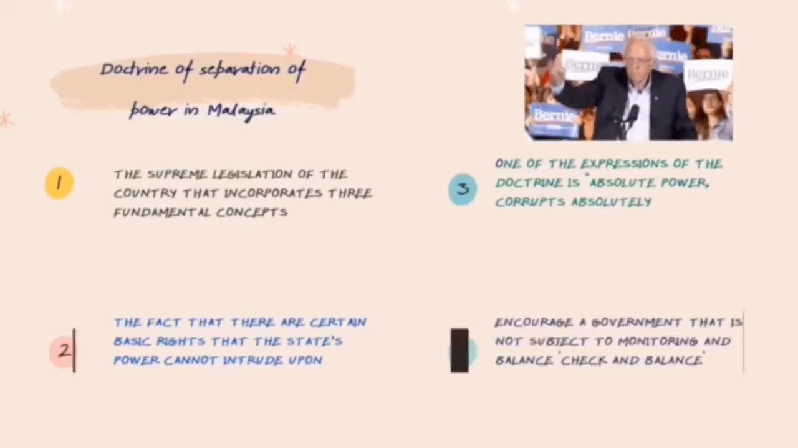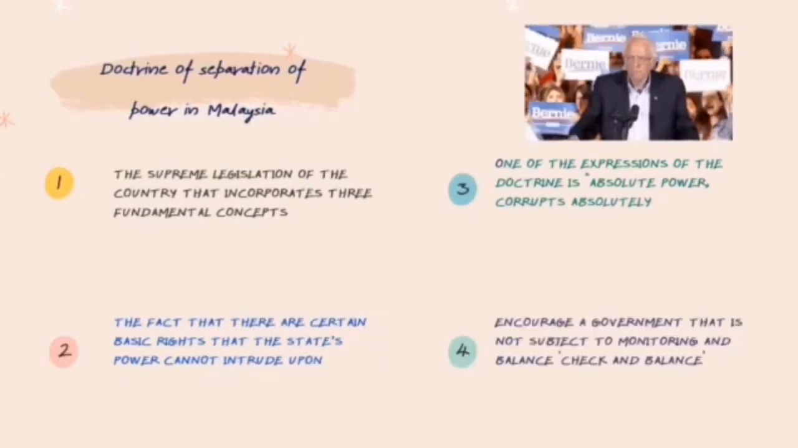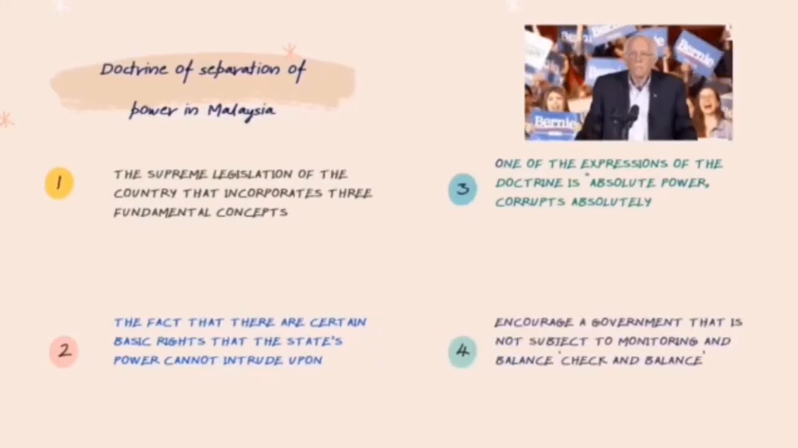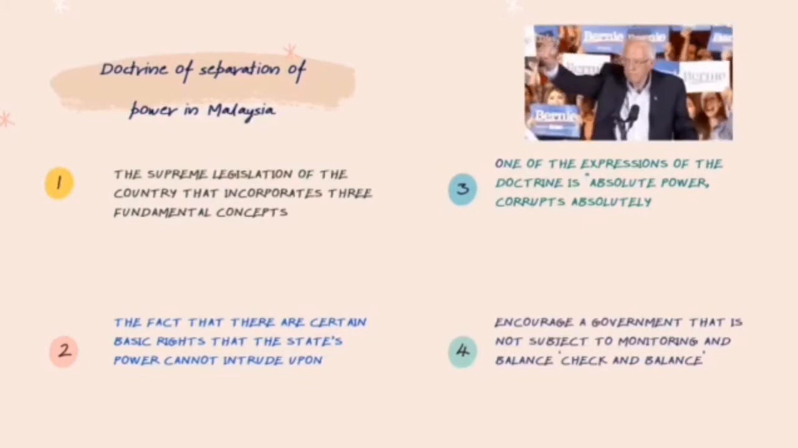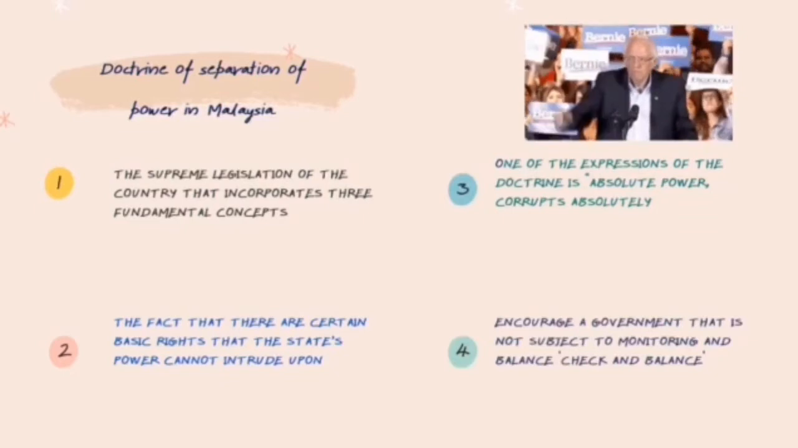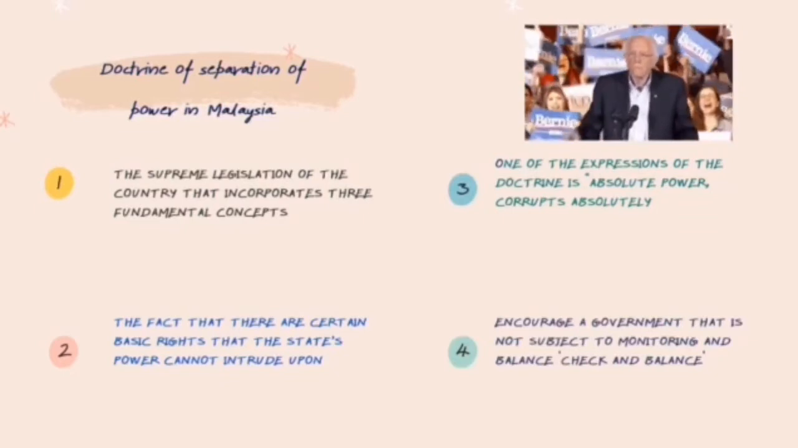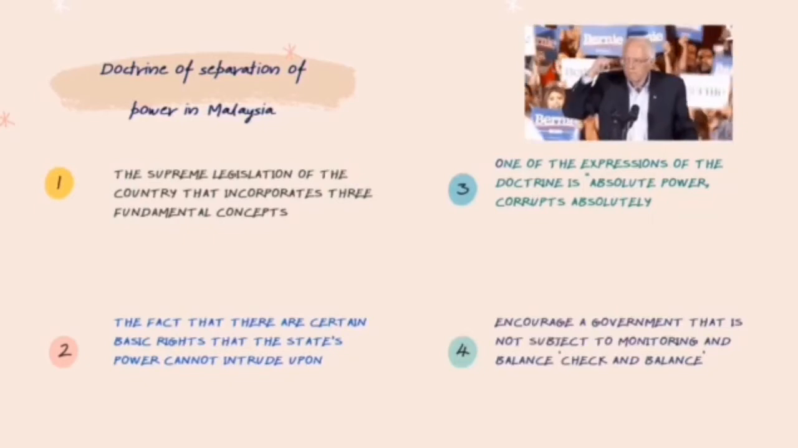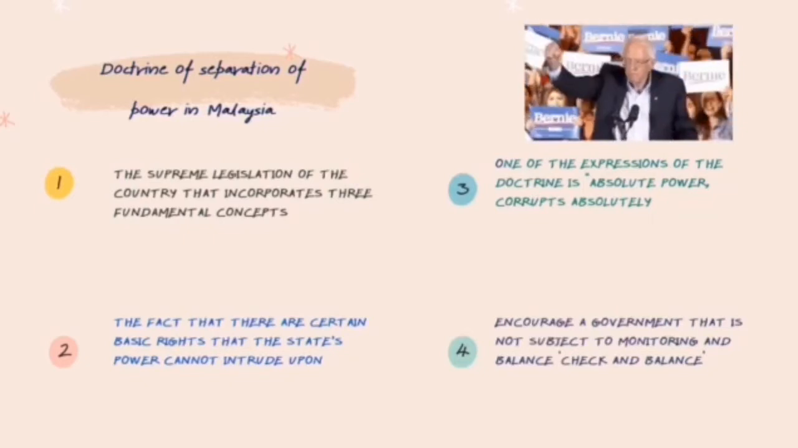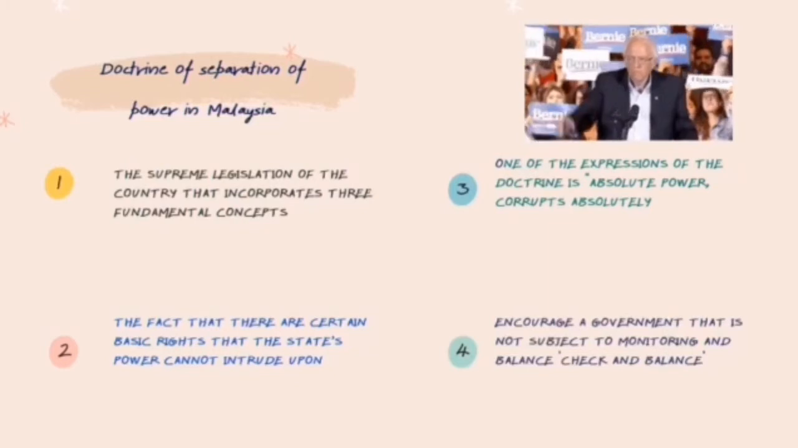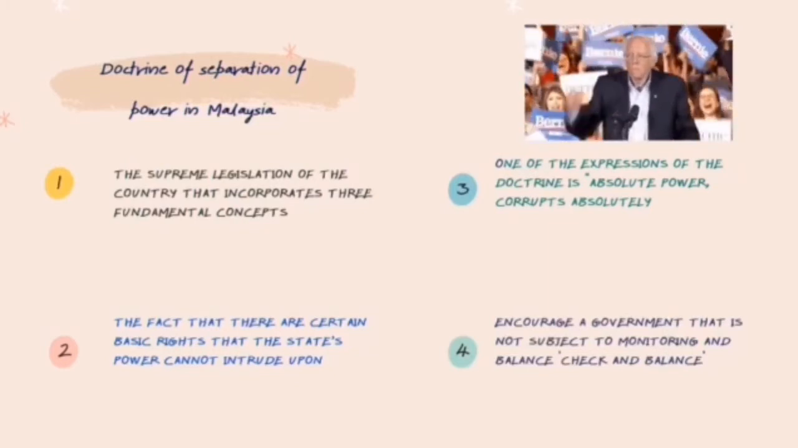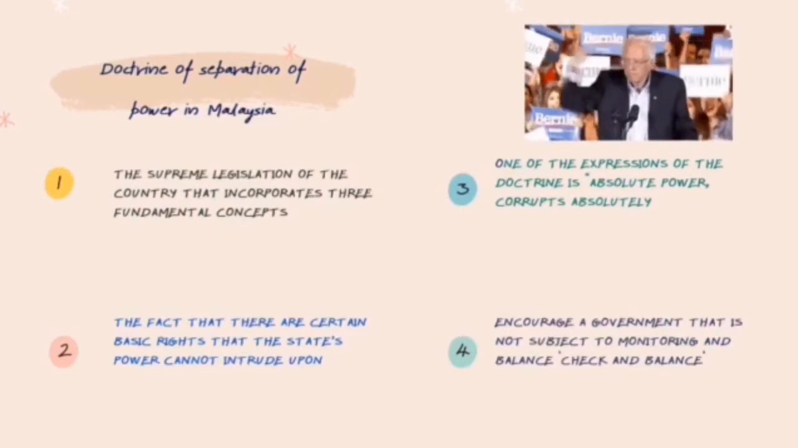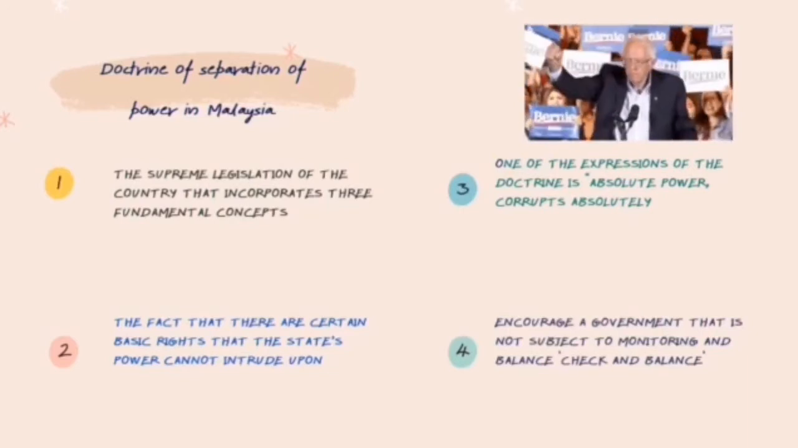One of the issues about separation of power in Malaysia is the doctrine of separation of power in Malaysia. It is the supreme legislation of the country that incorporates three fundamental concepts. One of these is the fact that there are certain basic rights that the state's power cannot intrude upon. The second concern is the allocation of sovereign authority between the states and the federation, which the 13 states exercise in local matters and the nation in problems affecting the nation as a whole.